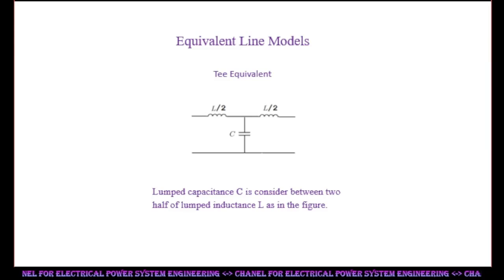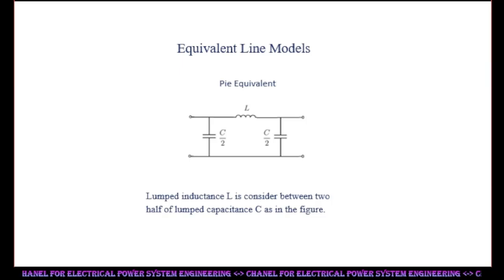T-equivalent circuit: lumped capacitance C is considered between two halves of lumped inductance L, as in the figure. Pi equivalent circuit: lumped inductance L is considered between two halves of lumped capacitance C, as in the figure.